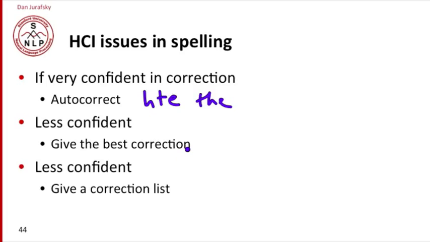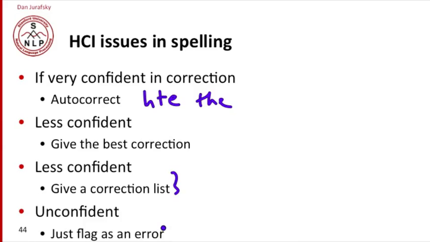If we're even less confident, we might want to give the user a whole list and let them pick from this list. And if we're just unconfident at all, but we're pretty sure we saw an error, we just don't know how to fix it, then we might just flag what the user typed as an error. So various things, again, depending on our application and depending on the probability and the confidence value that we might generate.